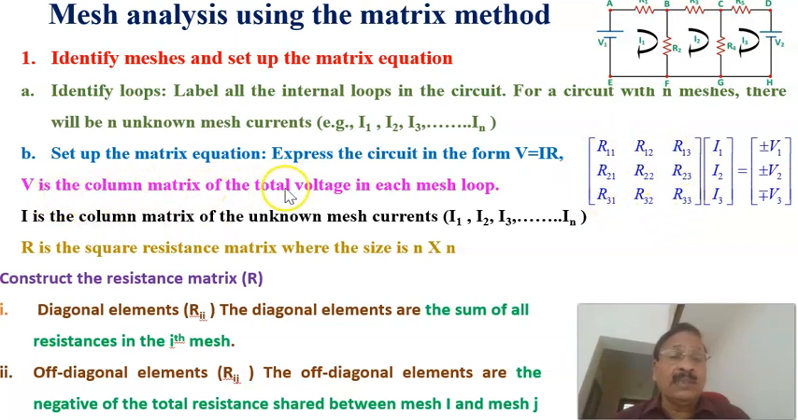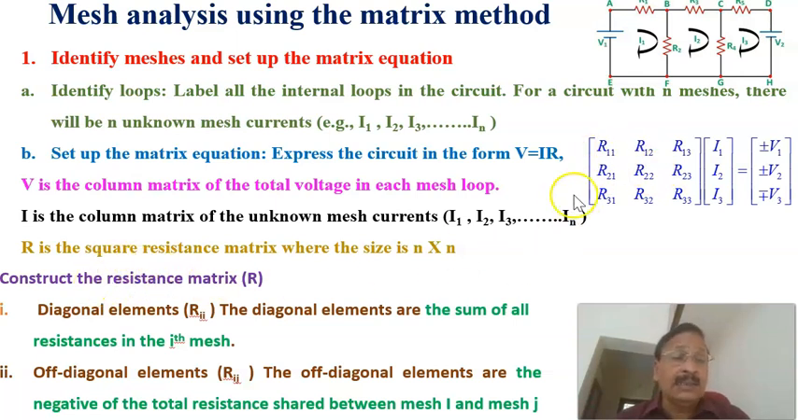V is the column matrix of the total voltage in each mesh loop, and I is the column matrix of the unknown mesh currents, like the first element I1, the second mesh current I2, and the third mesh current I3. Therefore, this is a column matrix, and the voltage is also a column matrix, and R is a square resistance matrix where the size is n into n. For example, if there are n loops or n meshes, it will be n into n. In this case, there are 3 meshes, so it is a 3 into 3 matrix.